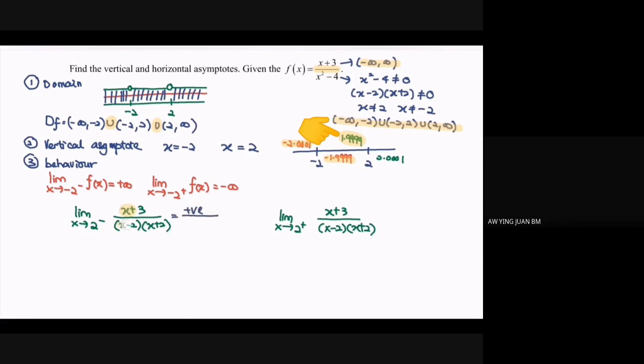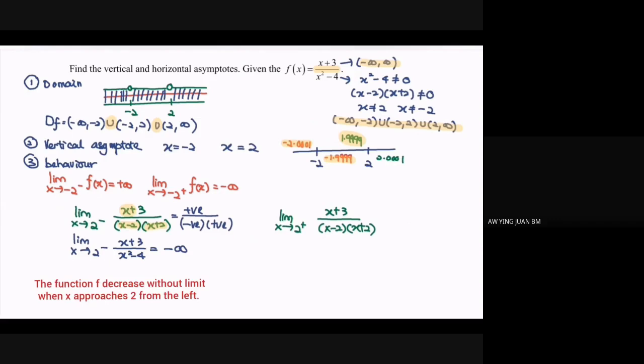What if for this part, -1.999 minus 2? Very obvious, it is a negative value. If for this part, I'm sure we will have a positive value. So limits when x approaching 2 from the left for the function x plus 3 over x squared minus 4, we will have a negative infinity, meaning that the function of f decrease without limit when x approaches 2 from the left. Let's move on to the right hand side.